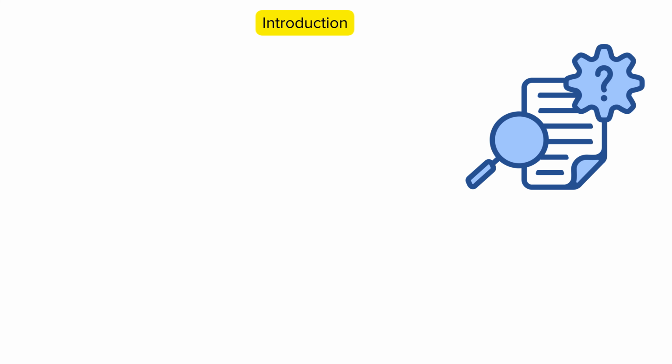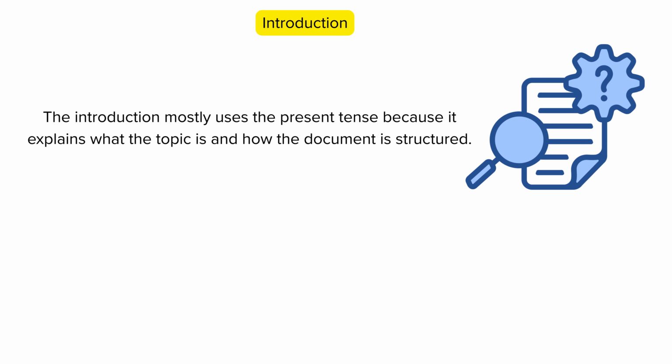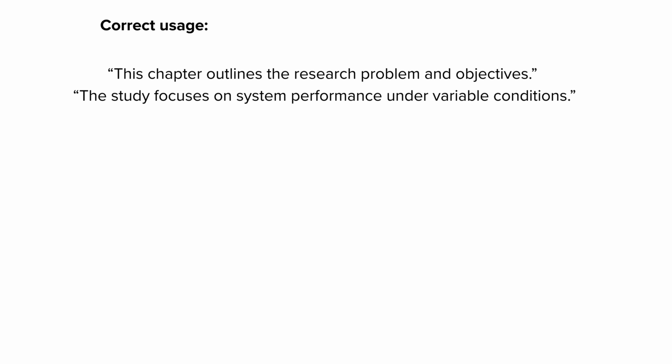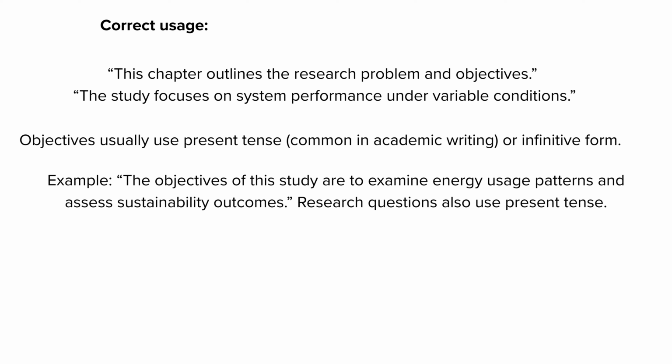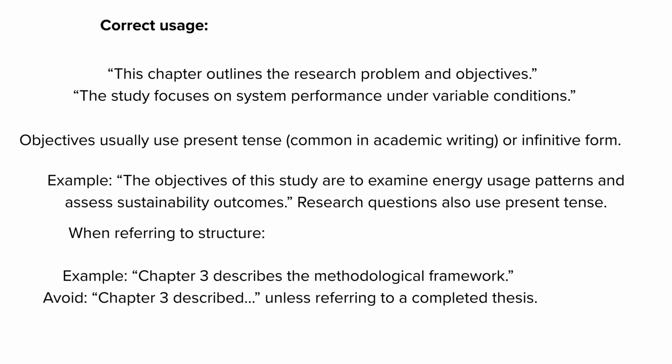Introduction: the introduction mostly uses the present tense because it explains what the topic is and how the document is structured. Correct usage: this chapter outlines the research problem and objectives. The study focuses on system performance under variable conditions. Objectives usually use present tense, common in academic writing, or infinitive form. Example: the objectives of this study are to examine energy usage patterns and assess sustainability outcomes. Research questions also use present tense when referring to structure. Example: Chapter 3 describes the methodological framework. Avoid: Chapter 3 described, unless referring to a completed thesis.